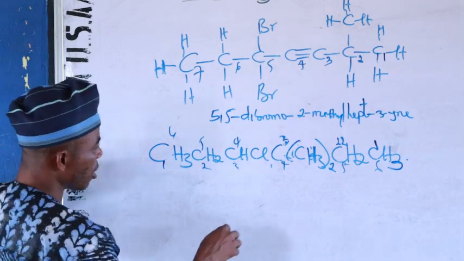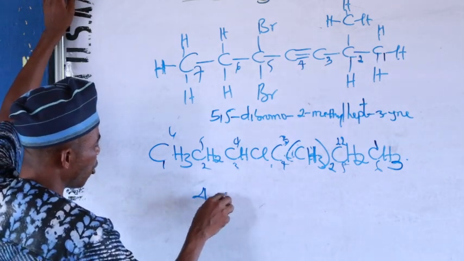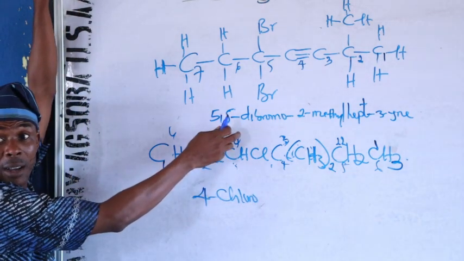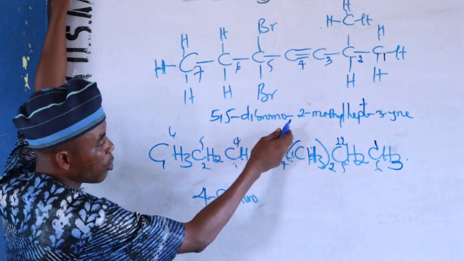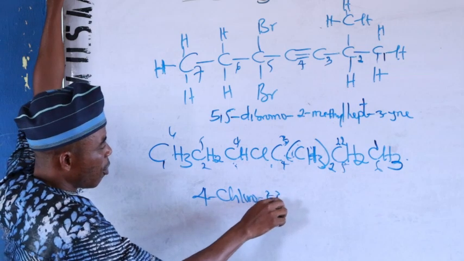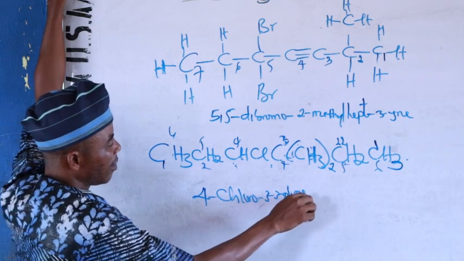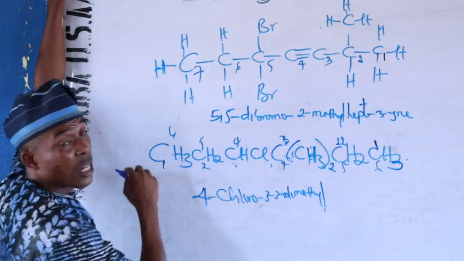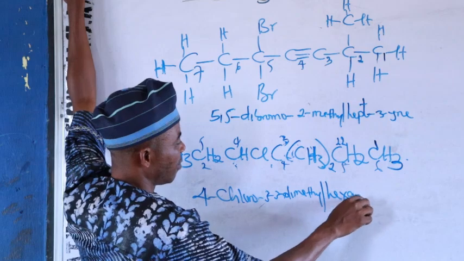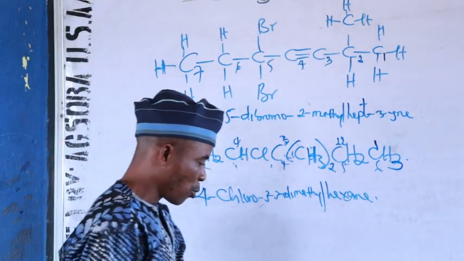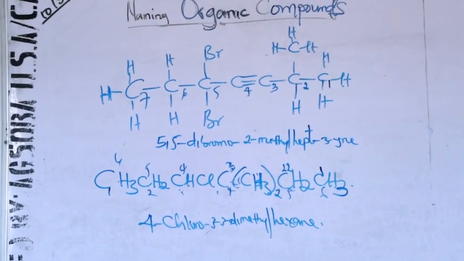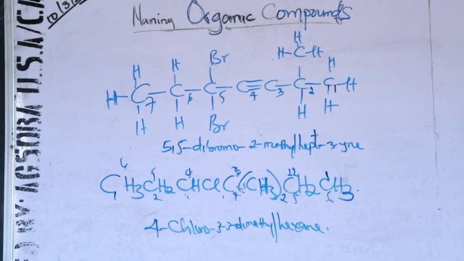So that means we have 4-fluoro, because there is only one attached to carbon number 4. How many methyl do you have attached to carbon number 3? That is 3,3-dimethyl. The longest chain is what? 6. That is hexane. So the name is 4-fluoro-3,3-dimethylhexane.